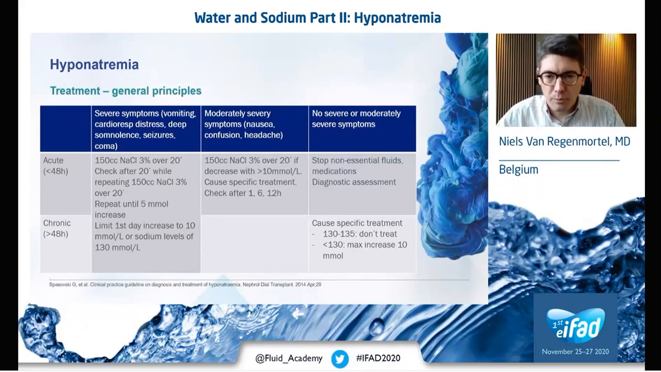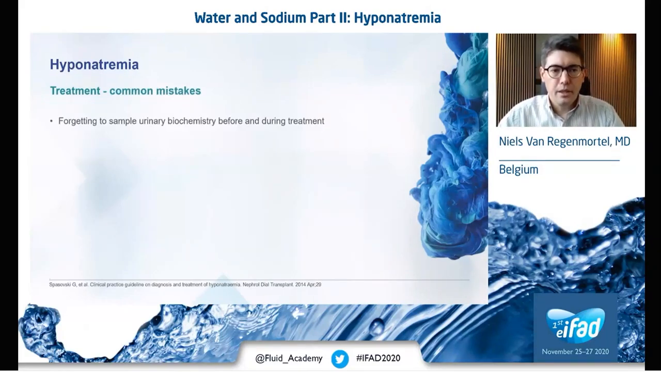When there are no symptoms, or the hyponatremia is more of a chronic problem, don't do it so fast. It's not that important. You have more time. There are a few very common mistakes in the treatment of hyponatremia. The first is forgetting to sample urinary biochemistry. Before you know what you're dealing with, you cannot start therapy.